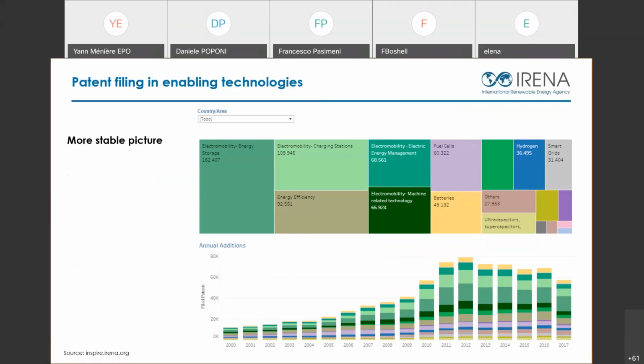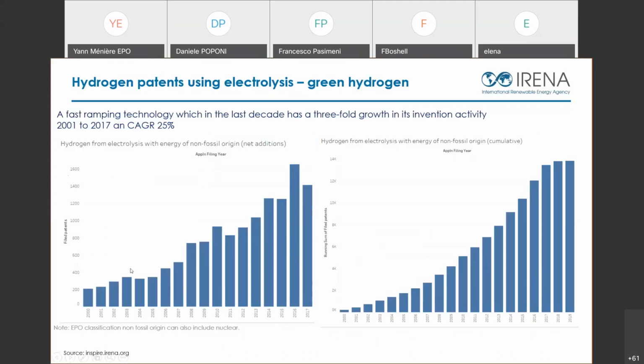And although we also see this peak in 2012, the decline is not so steep, and the curve is more flattened for enabling technologies than for generation technologies. And if we look into one of these enabling technologies, green hydrogen produced via electrolysis, there is really no decline in patent filing from 2012, but we see a steady increasing trend that continues till 2017.